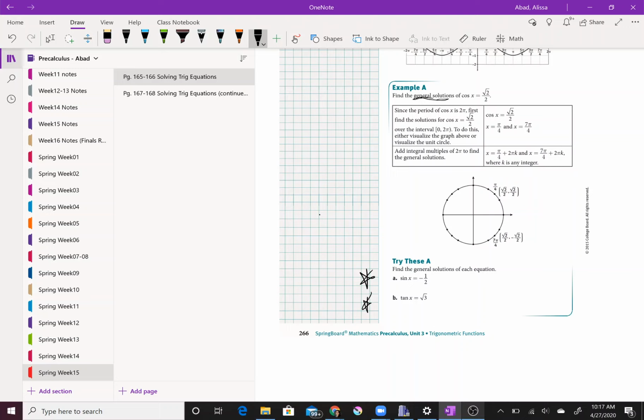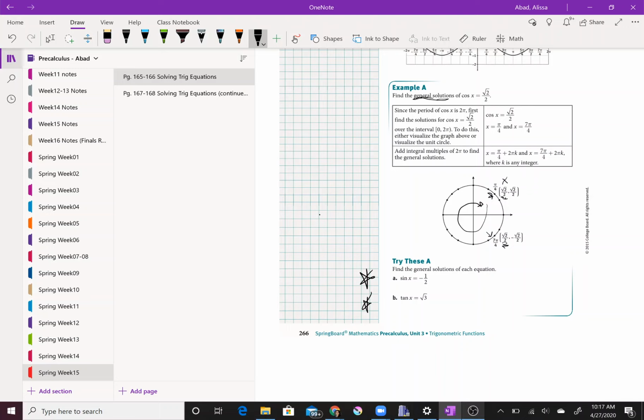So first of all, with cosine of x equals square root of 2 over 2, pi over 4 and 7 pi over 4 would work for that, since both have the x coordinate of square root of 2 over 2, and cosine is your x value, your x coordinate. But also keep in mind that you could go around again and get its coterminal angles, and that would still give a solution of square root of 2 over 2.